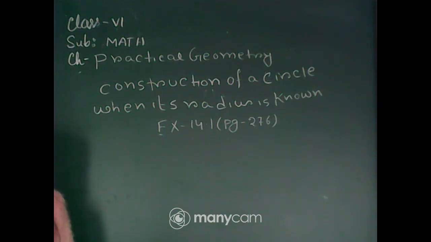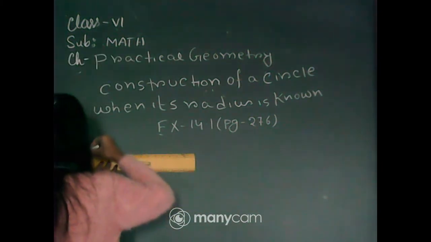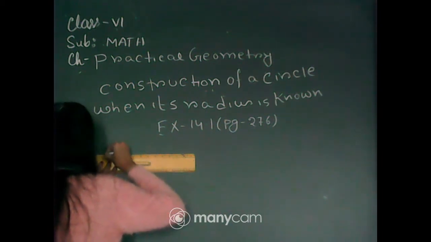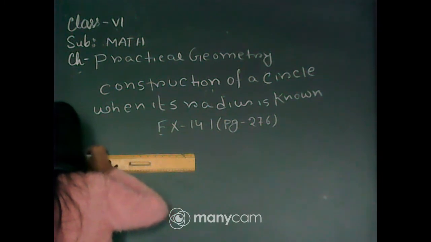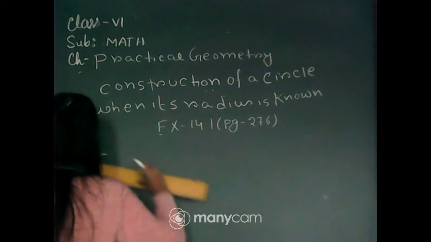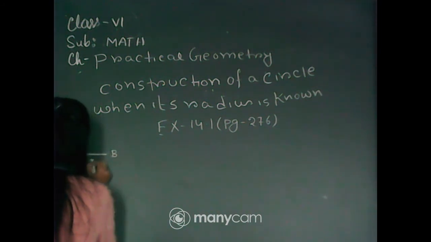Draw a circle of radius 3.2 cm. First we draw a line segment of length 3.2 cm with the help of a ruler. So this is a line segment of length 3.2 cm.